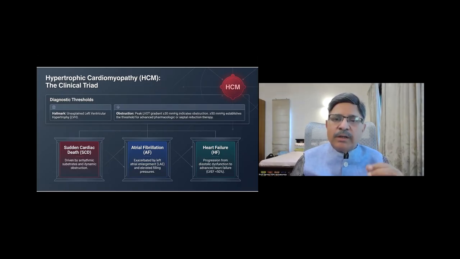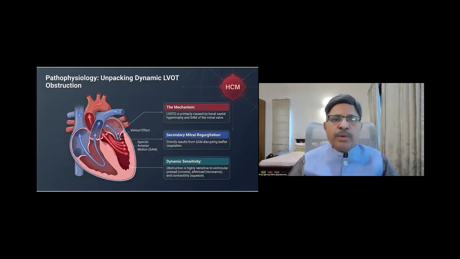More than 30, obstruction. More than 50, treatment is essential, surgical may be required. Okay. Now, pathophysiology, unpacking the dynamic LVOT obstruction.